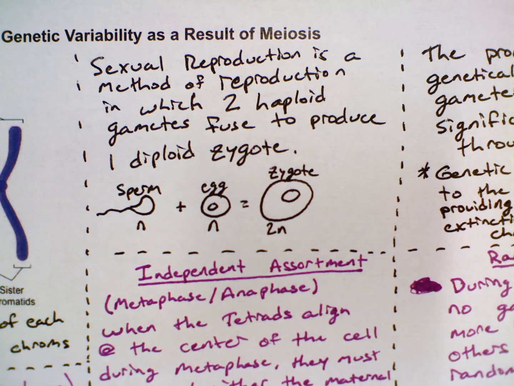What we see here is, in order to reproduce sexually, you would have two haploid gametes fusing in order to form a single diploid zygote. That single diploid zygote would then go on and divide and divide and divide, and eventually we'd have the whole multicellular organism. So what we're going to look at today is, how do we get these gametes? That's one. And two, what diversity is going to be present from one gamete to the next and why?